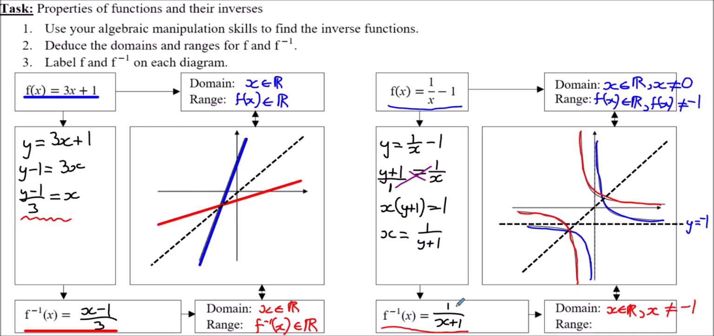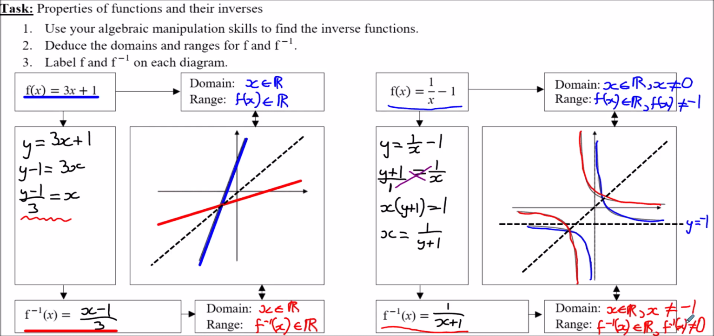And the range of the inverse is the same as the domain of the original function. So the range is going to be that it can be any real number apart from 0, which you can see here. This fraction can never be 0. It can be very, very tiny, but never exactly 0. So f minus 1 of x, the inverse, can be any real value, but f minus 1 of x is never going to be equal to 0.